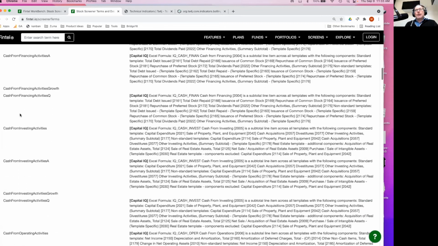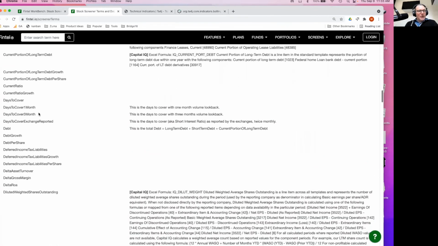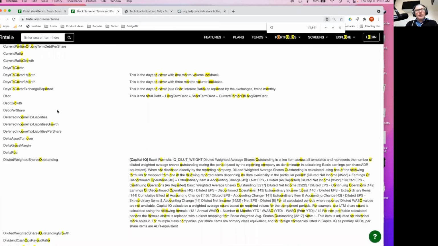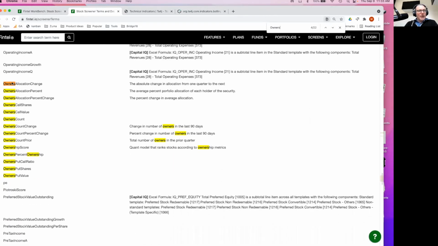The question was about ownership data, hedge fund buying activity. If you come down here to this area called owners, all of the ownership data has a prefix of owners. I'm just doing a search for owners on this page, and here's all the owners data. Owners allocation change is basically the percent change from one quarter to the next in the average fund allocation in the security. So this goes back to our owner's score.